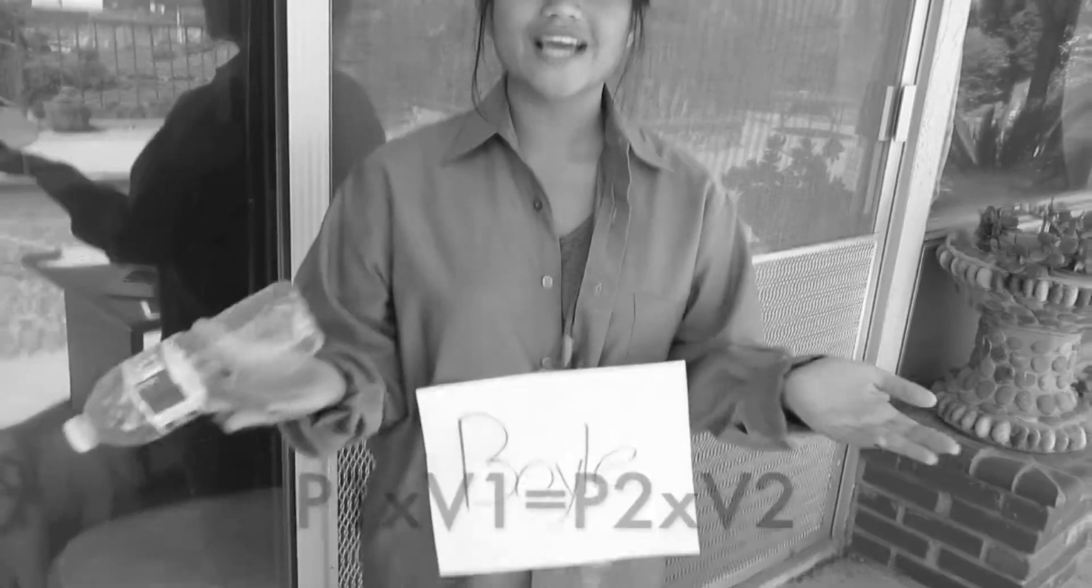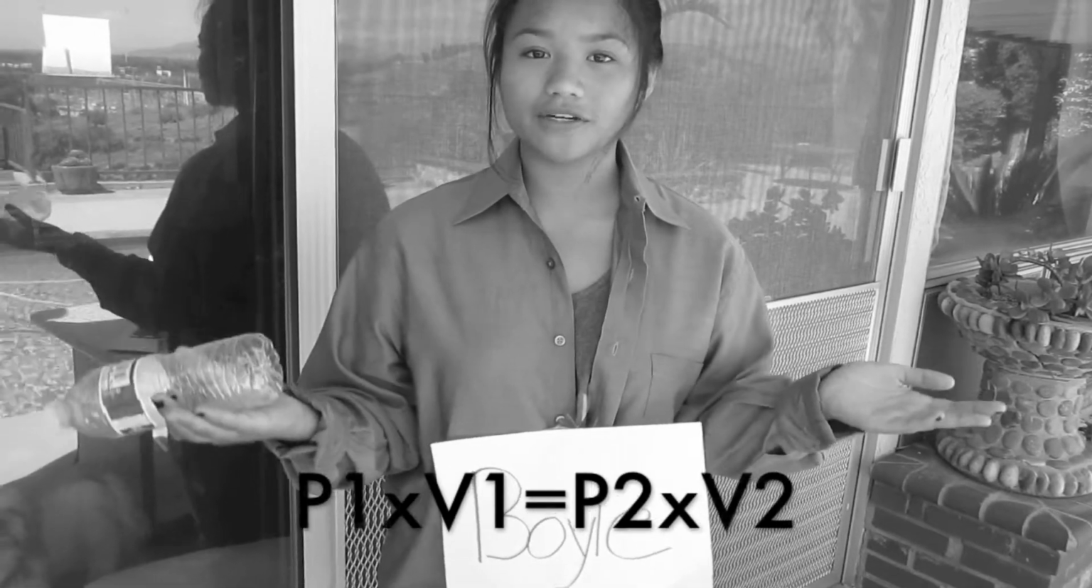So that means if we add more volume, the pressure goes down. Oh! The word to describe the relationship between pressure and volume is inversely proportional. This is the equation to find the first or final pressure and volume.